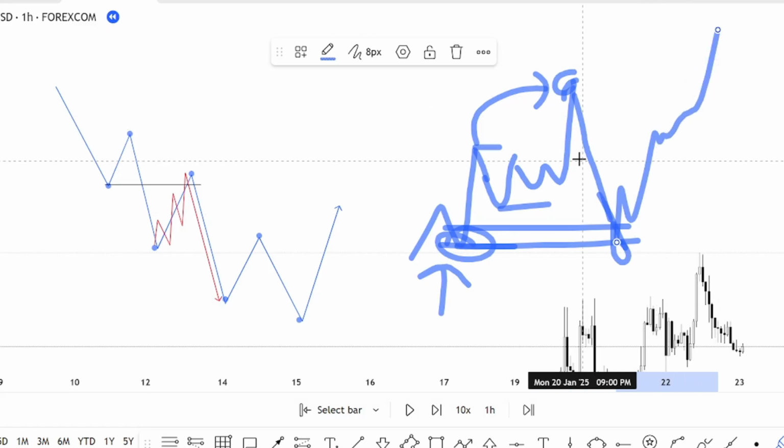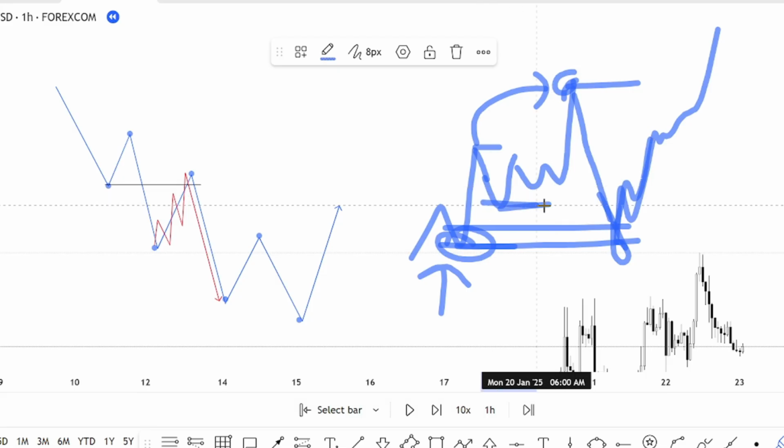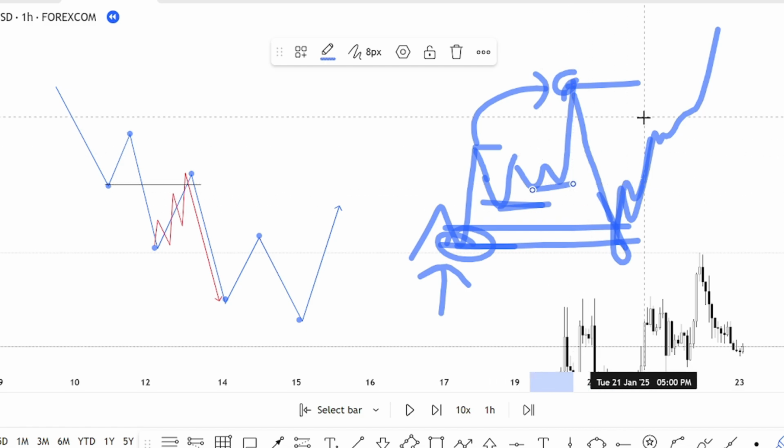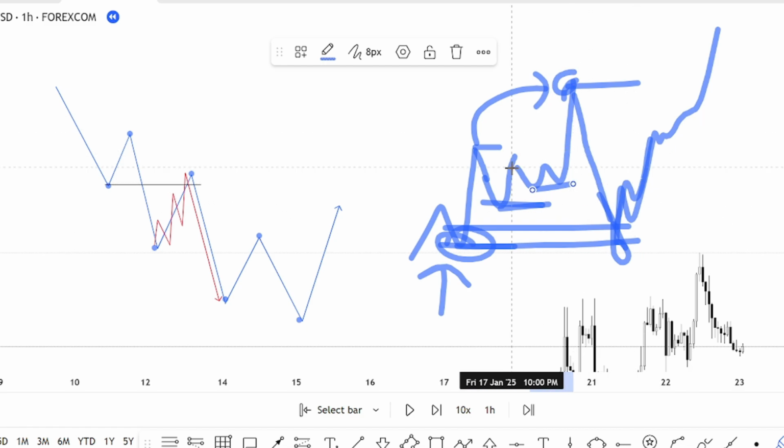And usually if price wants to come take this high, it will go with momentum. Why? Because it has taken liquidity. Now it is going to move with full momentum if the liquidity it takes is actually a major liquidity. Okay, if it's a major liquidity, then the momentum will be higher compared to when it's a minor liquidity.